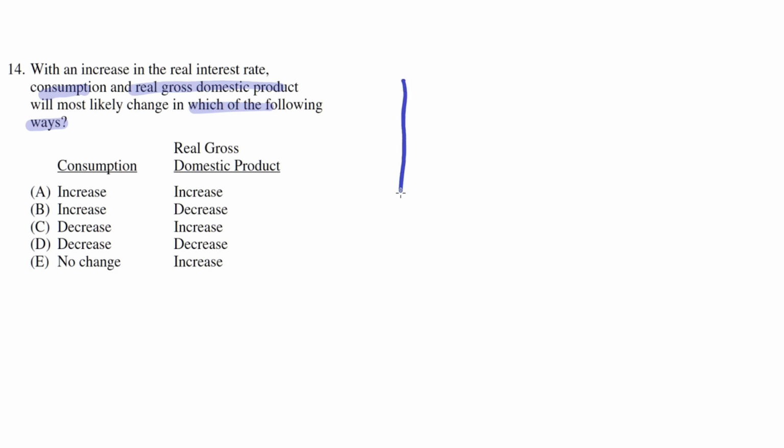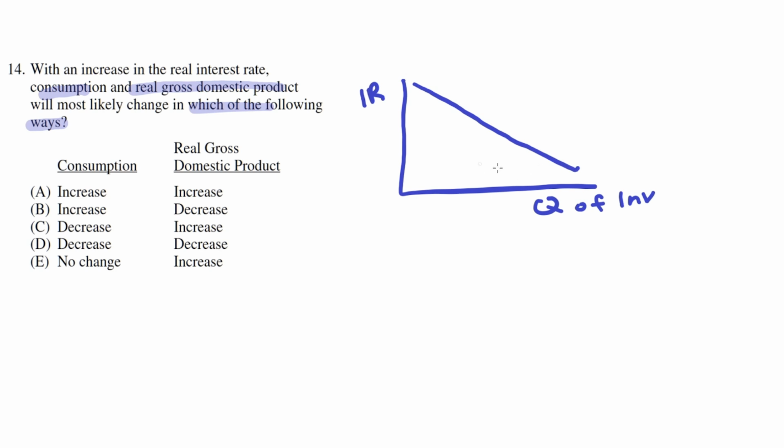The investment demand curve looks like the following, where the x-axis represents the quantity of investments, or the number of investments, and the y-axis represents the interest rate. And the curve is a downward sloping curve to represent how the number of investments decreases as the interest rate increases, or vice versa. So, initially our interest rate is at this point here, and we're told in the situation that the interest rate increases.